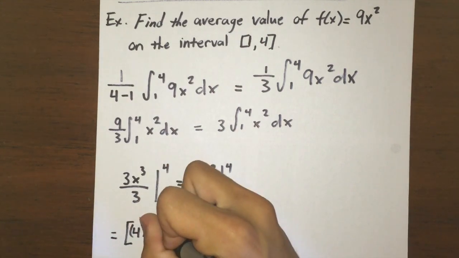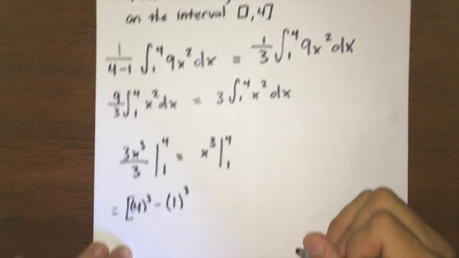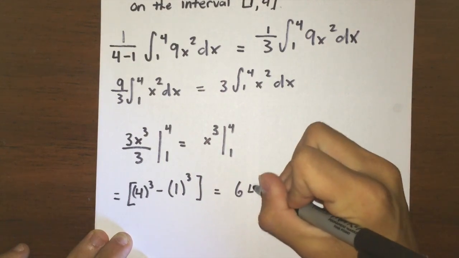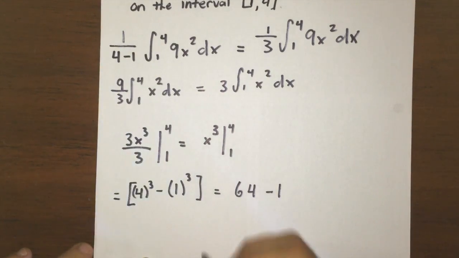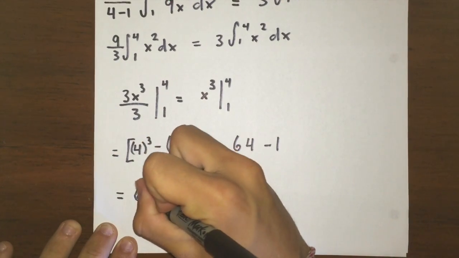We have now integrated and reached the conclusion of x cubed on the interval 1 to 4. We now use the fundamental theorem of calculus to say 4 cubed minus 1 cubed. This comes out to be 64 minus 1, which leaves us with our solution, 63.